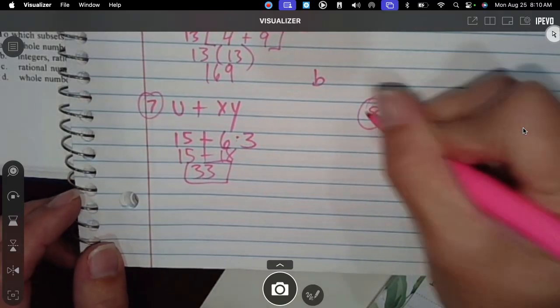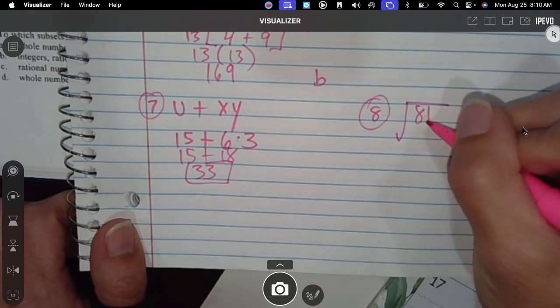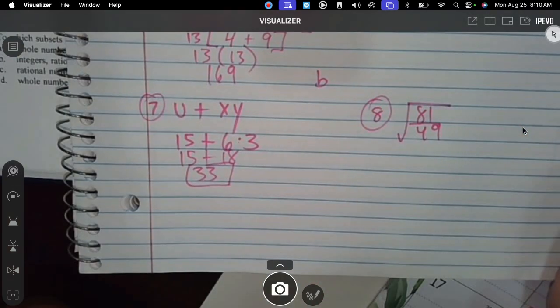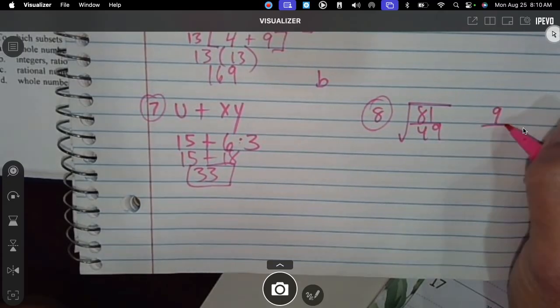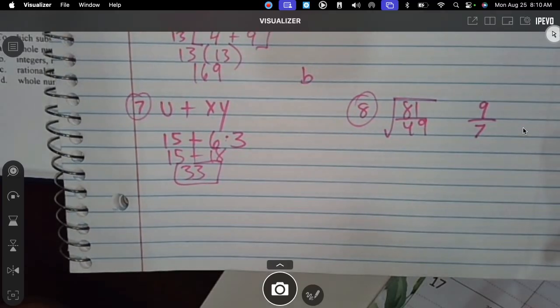Number 8, it's the square root of 81 over 49. All right, what's the square root of 81? 9. What's the square root of 49? 7. There you go. There's your answer. 9 over 7. And you can put that in your calculator.